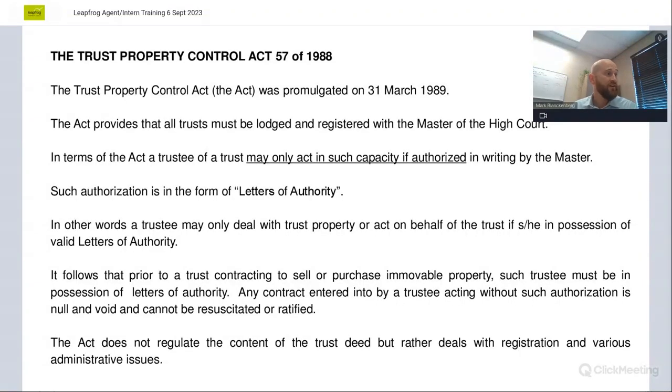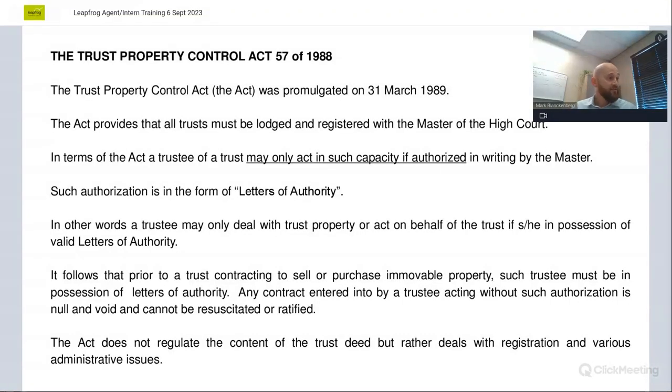Okay. So, guys, like I said, there's the Trust Property Control Act. And you can see in the last sentence there, it says that the Act does not regulate the content of the trust deed, but rather deals with registration and various administrative issues. So what that means is that when you're forming a trust, really it can be for whatever purpose you want. You can run it basically however you'd like. The Trust Property Control Act just sets up how you set up these trusts.